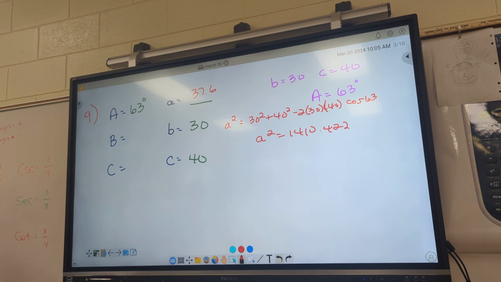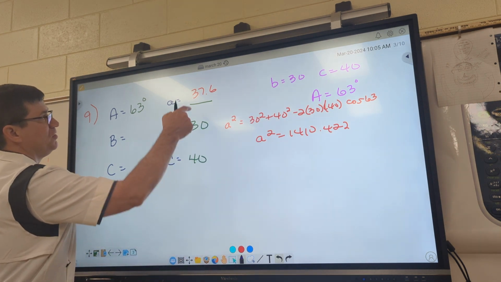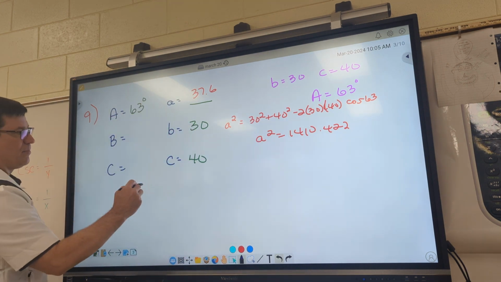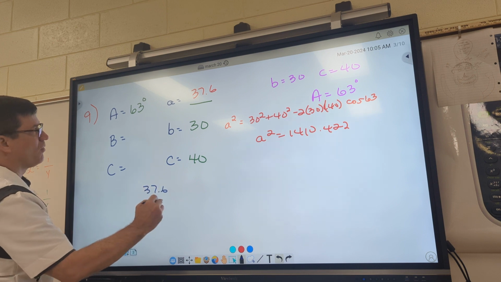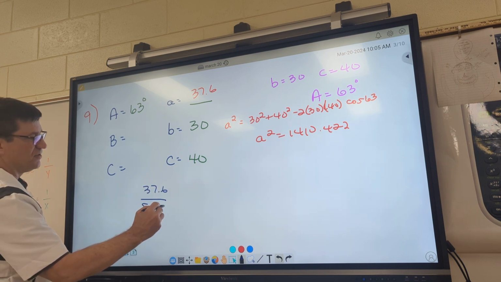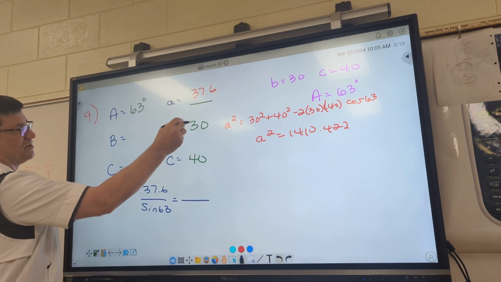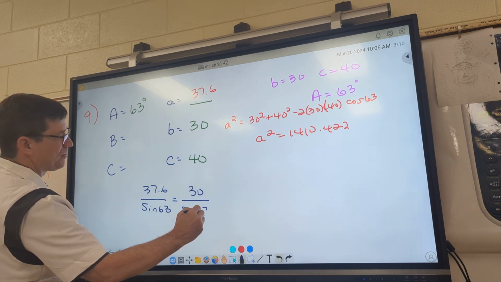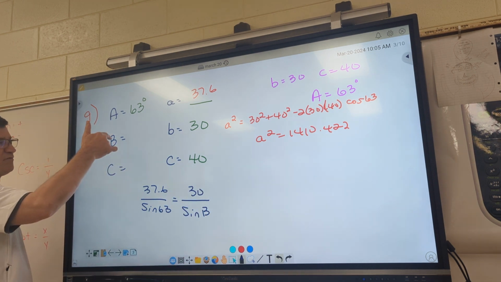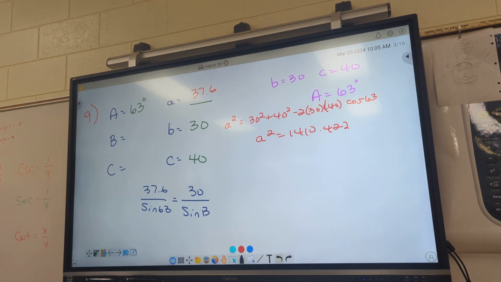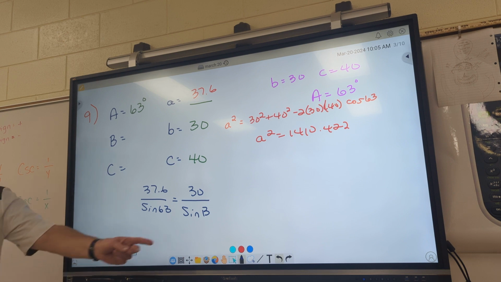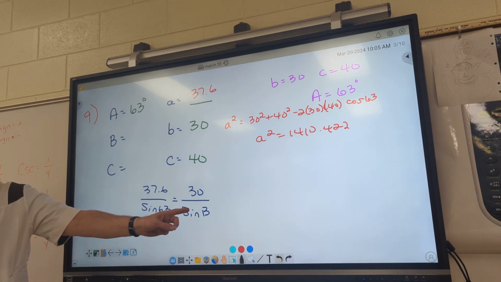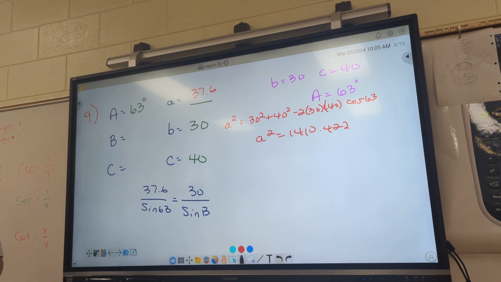After that, Caitlin, everything else is just what we've been doing. You can start with A because you've got both answers. So that's 37.6 over sine of 63, and it's 30 over sine of capital B. Remember, I want you to find B first. Always leave C for the last one. All right, do your cross multiplying? You're going to have to do your sine negative one step to separate the sine from the angle B.